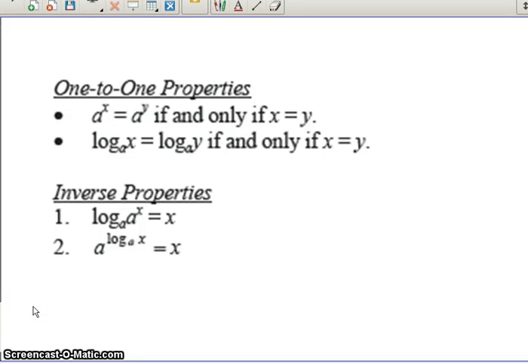Okay, this is lesson 3.4 on exponential and logarithmic functions, or exponential and logarithmic equations.